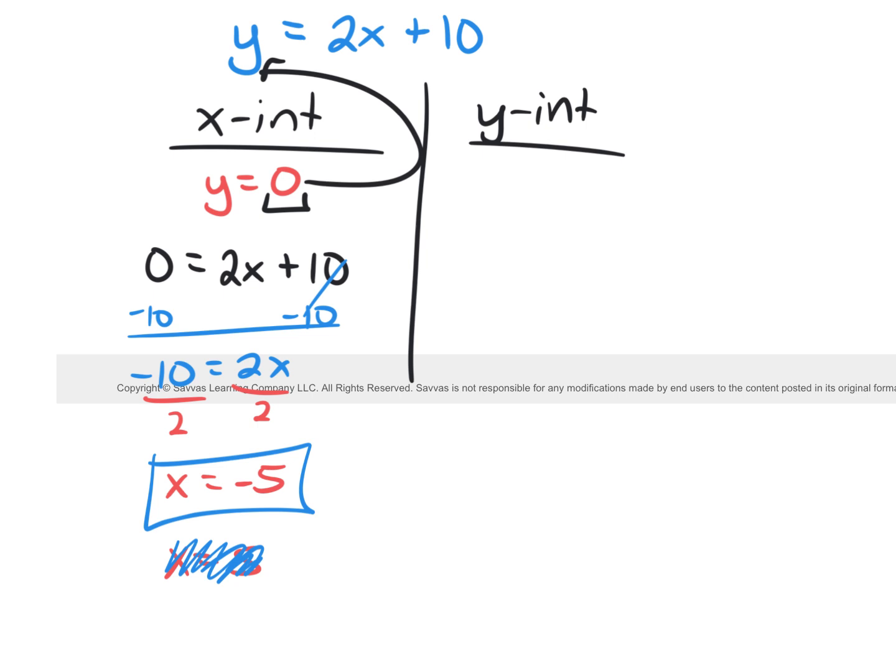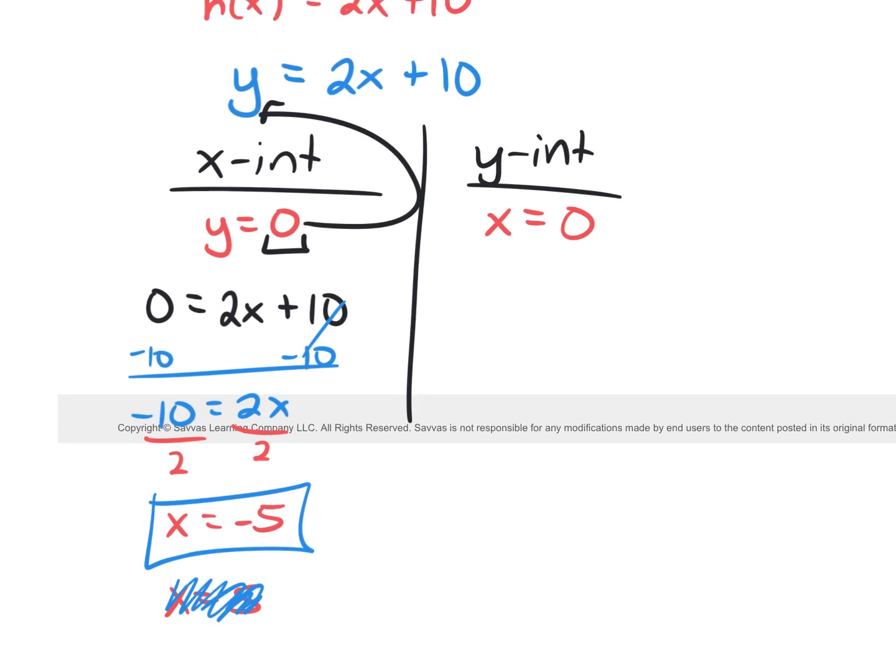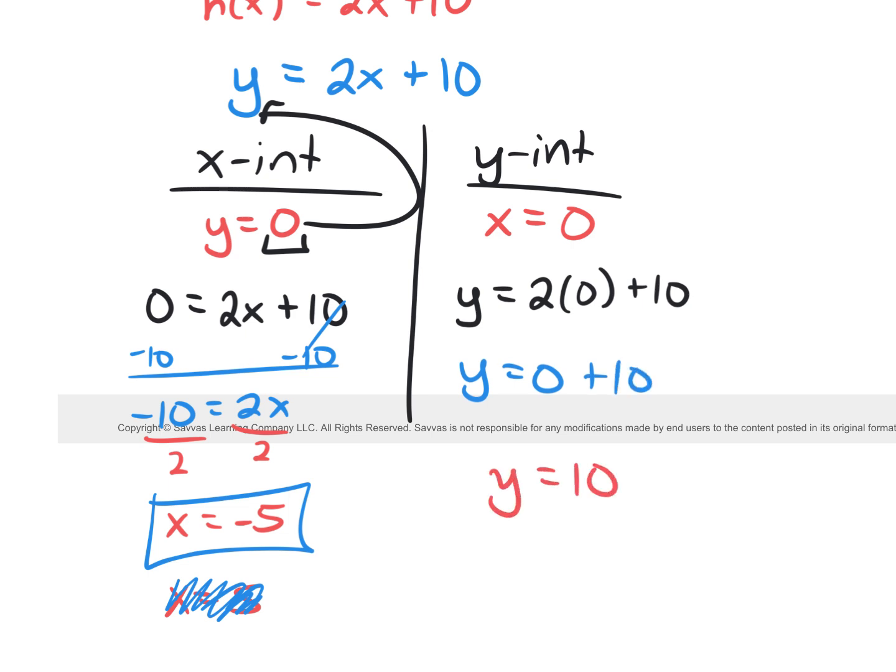Okay, what do we need to know for a y-intercept? X has to be 0. So if I use that same equation we started with, we get y equals 2 times what? 0 plus 10. What's 2 times 0? 0 plus 10. Y equals 10.